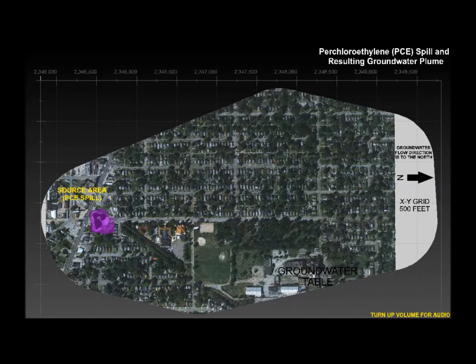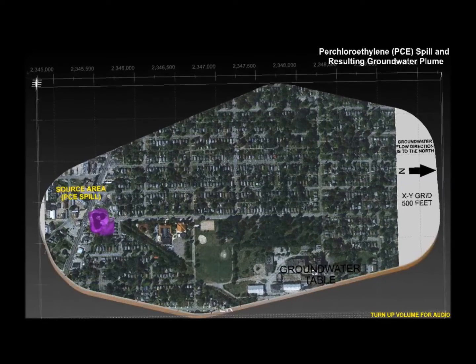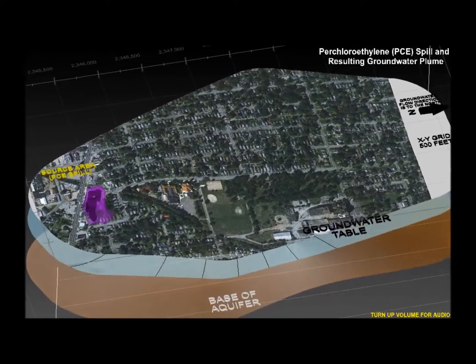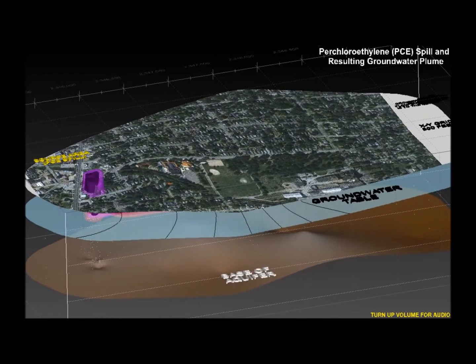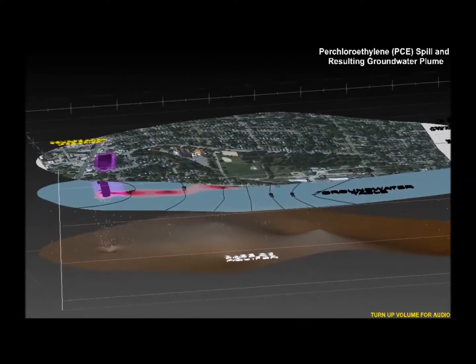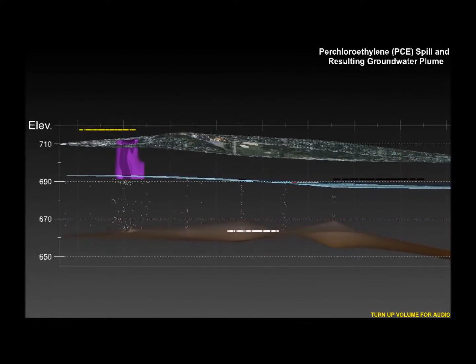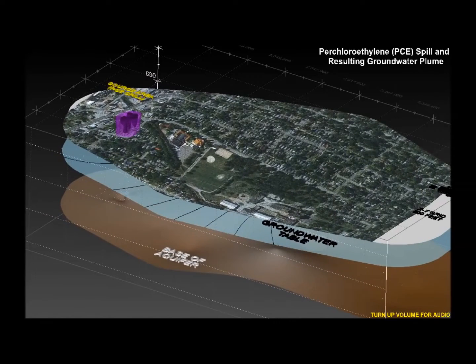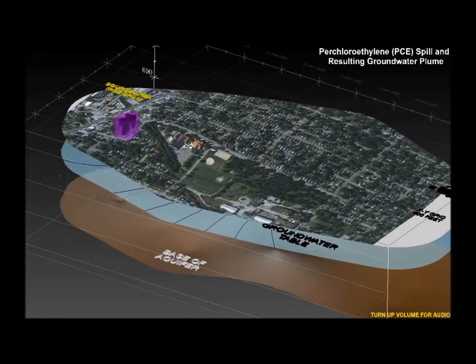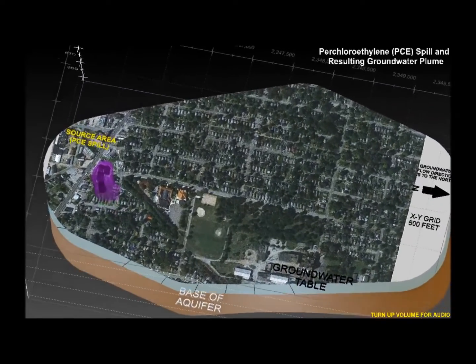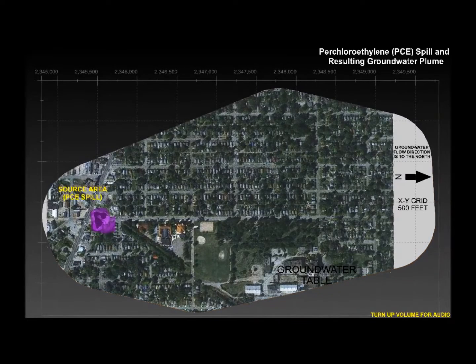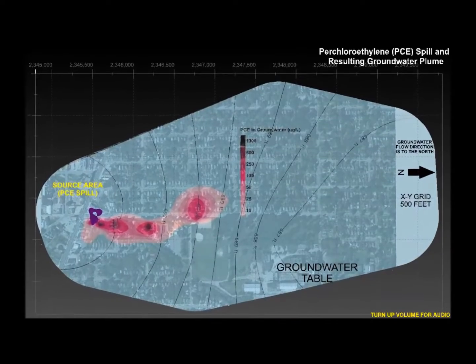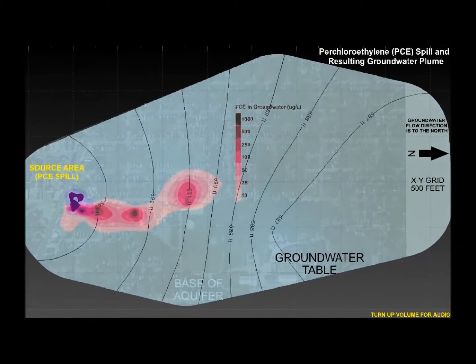This animation depicts a groundwater plume from a perchloroethylene, or PCE, spill at a former dry cleaner. The transparent purple mass and black core represent PCE in soil at concentrations of 100 and 10,000 parts per billion respectively. The groundwater table, base of the aquifer, and groundwater sample locations are also shown in 3D. For a more detailed animation of the soil investigation, please view the animation referenced above. A two-dimensional representation of the PCE groundwater plume is shown next.